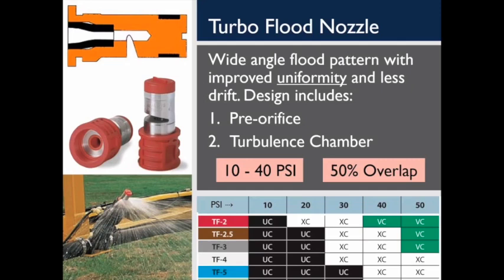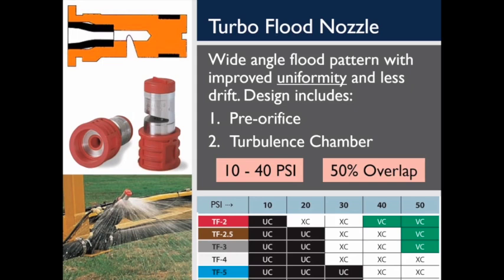The turbo flood nozzle is an adaptation of the original flooding nozzle, designed to improve uniformity, reduce pressure sensitivity, and reduce drift potential. There are two design features which make this possible. First, the inclusion of a pre-orifice. Looking at the cutaway at the top left, the inlet side of the nozzle is at the left and the outlet is at the bottom. A pre-orifice is an inlet orifice, shown in black in the cutaway, which is smaller than the exit orifice. This creates a pressure drop within the nozzle, reducing pressure at the exit orifice, and ultimately resulting in larger droplets.